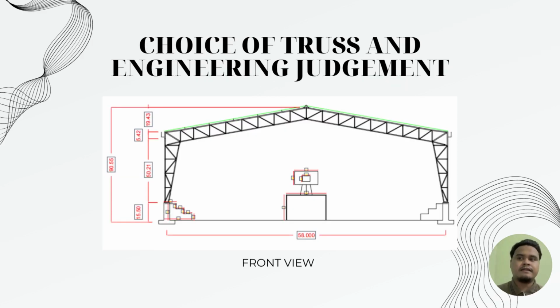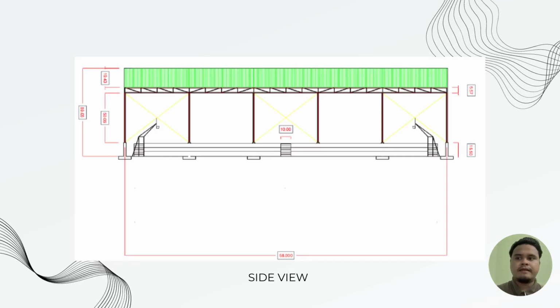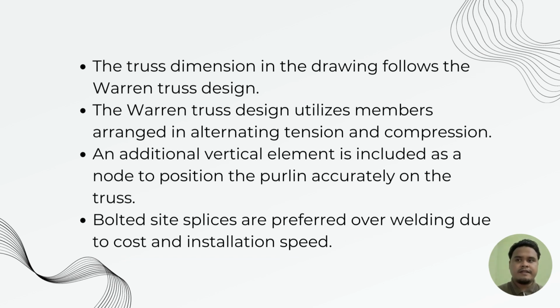Okay, so next is choice of truss and engineering judgment. This is our front view of the stadium, and this is the side view of our stadium. The truss dimension in the drawing follows the Warren truss design. The Warren truss design utilizes members arranged in alternating tension and compression. An additional vertical element is included as a node to position the purlin accurately on the truss.